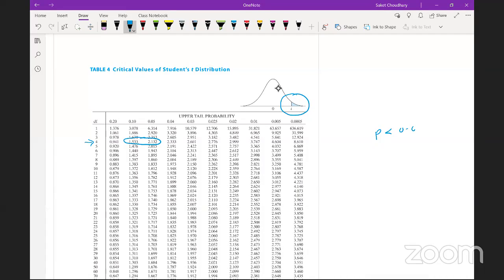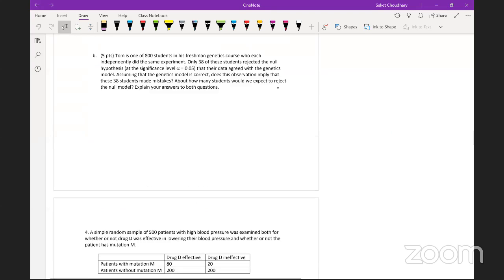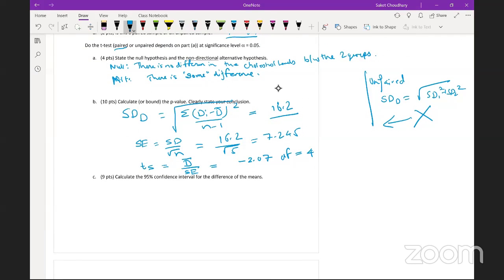So this is, first of all, directional. So p is between 0.1 and 0.05, but you can't really stop there. You need to multiply this p-value by 2 because we are working with a non-directional alternative. So your p-value is between 0.1 and 0.05, times 2. In whatever world you are, this is definitely greater than alpha. So p is definitely greater than alpha, and you can conclude that you will fail to reject the null.